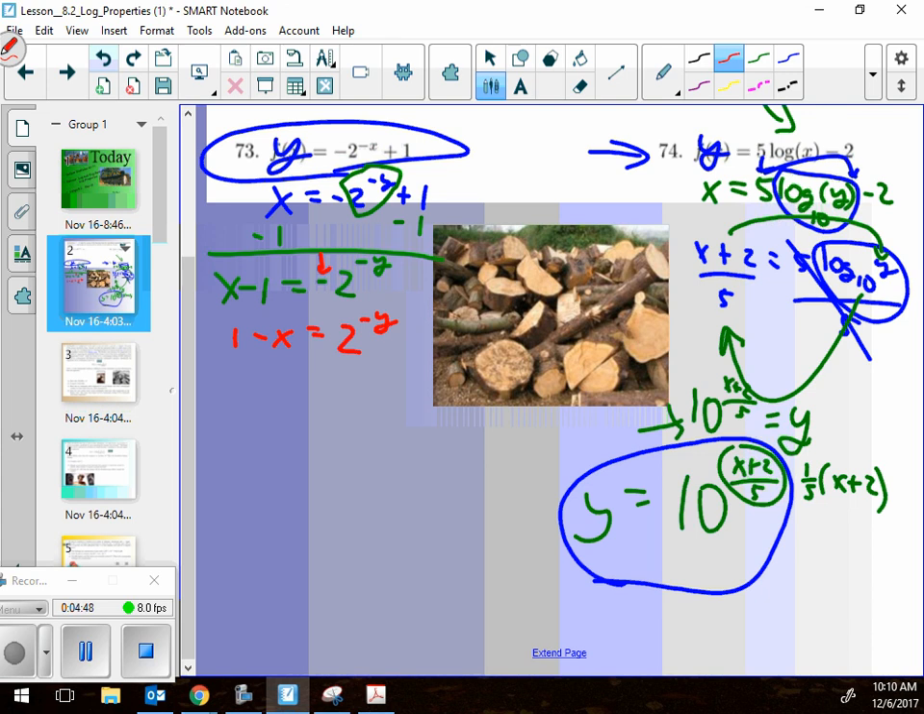Now, is the y alone yet? That's what you've got to keep asking yourself. Am I done yet? No, I'm trying to solve for y. If I was trying to solve for x, I would have already been done up here. Trying to solve for y. So now it's rewrite time.